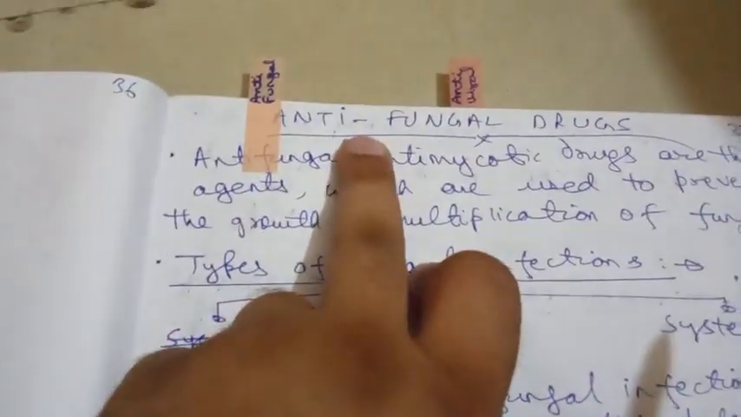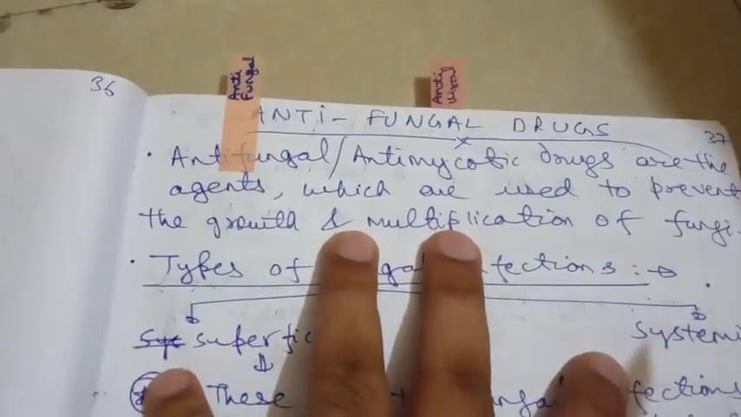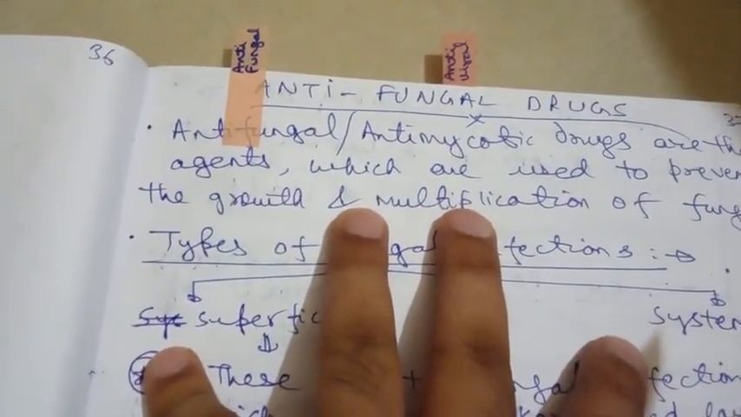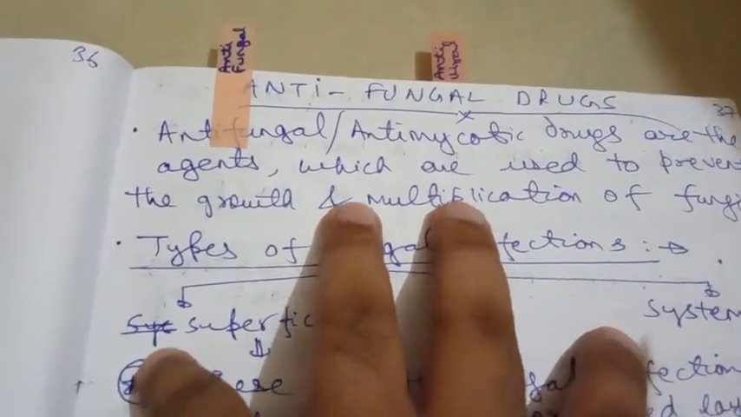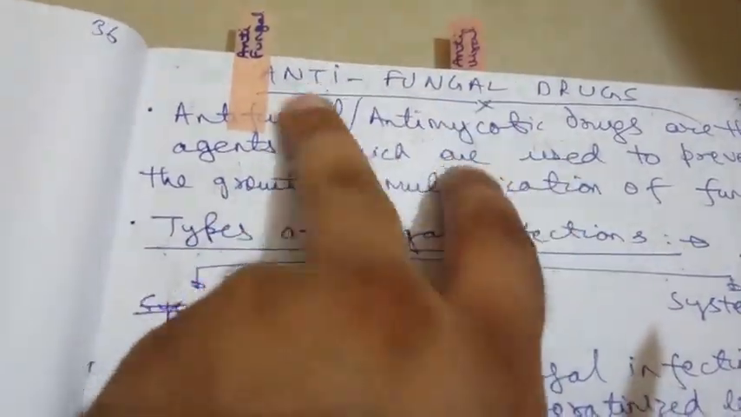Alright, so the topic for today is antifungal drugs. This is a chapter of the unit on chemotherapy in veterinary pharmacology, BVSc and AH third year. Alright, let's start. Antifungal drug, as the name itself says, is very simple.